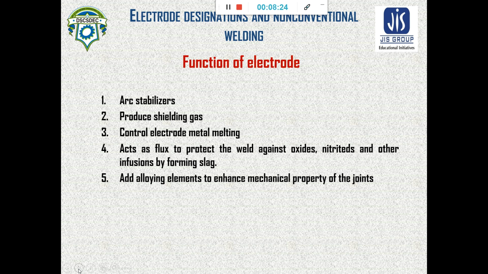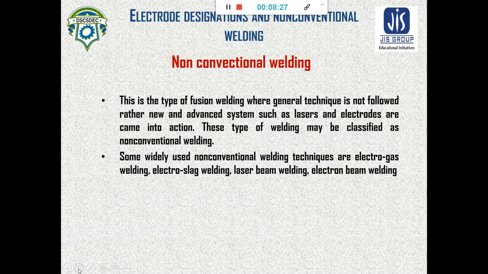Now we will see the non-conventional types of welding. This is a type of fusion welding, which means metal melting and solidification remain the same, but the energy required for melting and solidification does not come directly from the electrical arc. In some way it comes from electrical energy, but not in a direct manner. So these are called non-conventional welding.